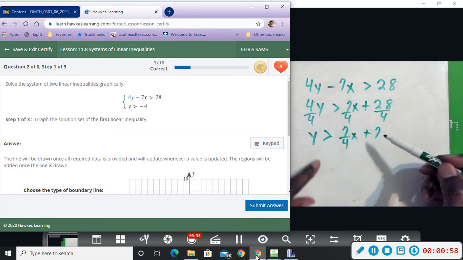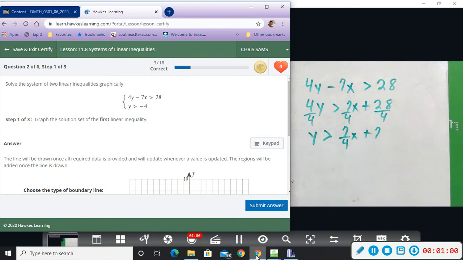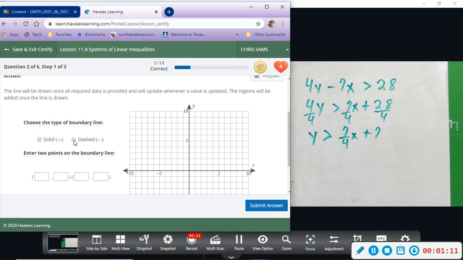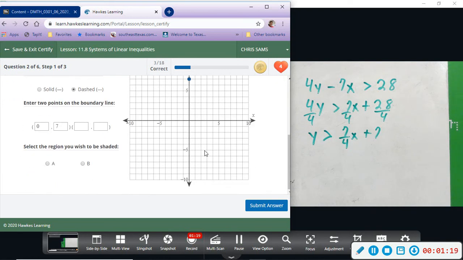So I'm going to use my y-intercept as 1 point, that is 0, 7. From here we can tell that we will have a dotted line. Okay. One of my points will be 0, 7. It's my y-intercept since I have this equation in slope-intercept form.